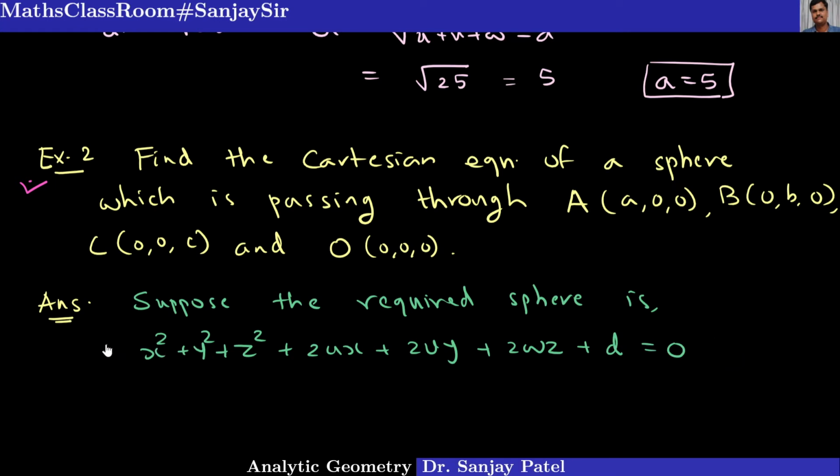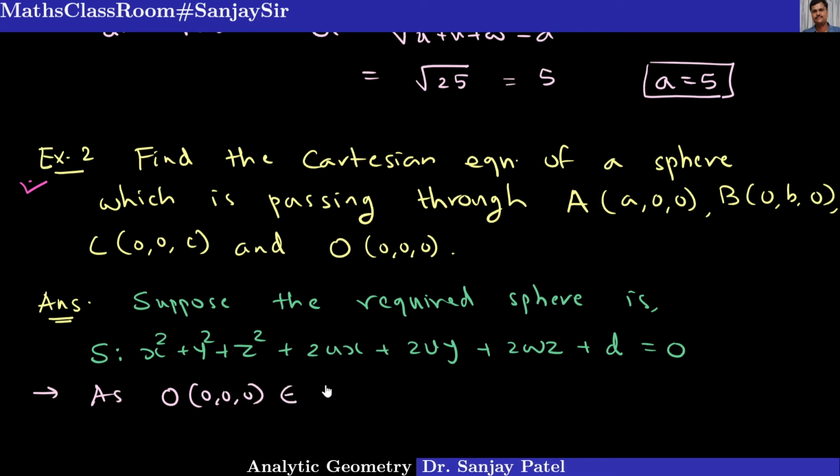And let us call this sphere S. S then colon means this is the label for this equation, or the name of this sphere S. Okay. Now we know that the point 0, 0, 0 lies on the sphere. So I can write like this.